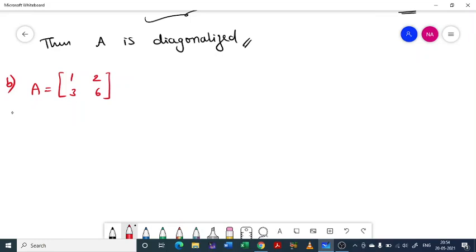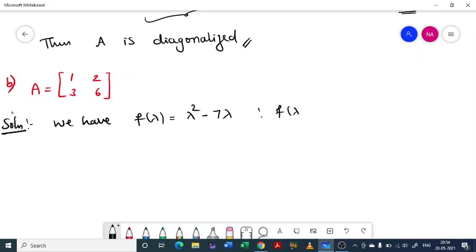Okay. Now the solution. The characteristic equation is f of lambda equal to lambda square minus 7 lambda plus 6 minus 6 equal to 0. So f of lambda equal to 0 implies lambda square minus 7 lambda equal to 0. Solving this, you get lambda 1 equal to 0, lambda 2 equal to 7. You can take lambda 1 equal to 7 and lambda 2 equal to 0, no problem. You can take it in any order.